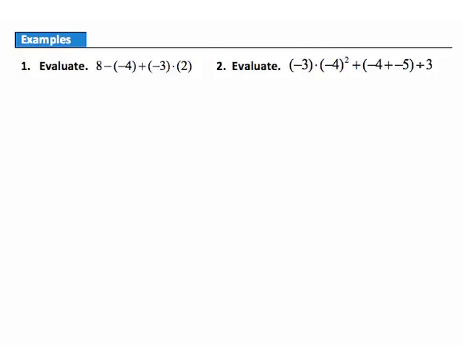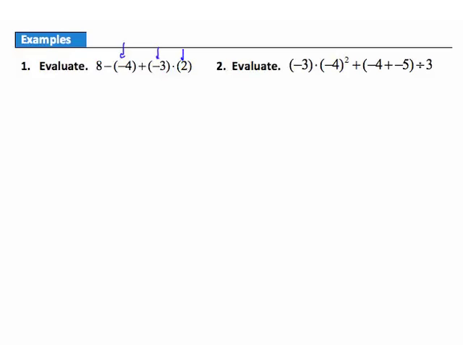Now let's take a look at some examples that will help you understand how to perform the order of operations with signed numbers. Example 1. We're asked to evaluate this expression. We want to make sure we follow the order of operations, so we start with parentheses. Every one of these parentheses is already down to a single answer, so the parentheses step in this expression is done.